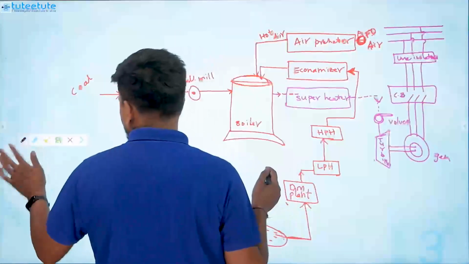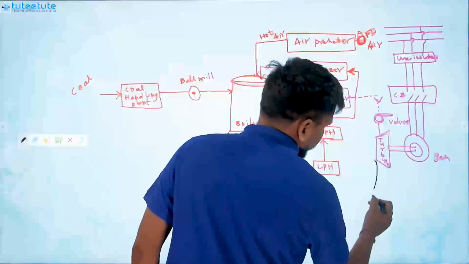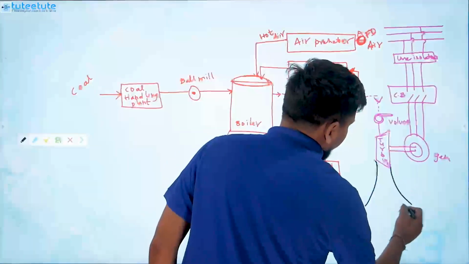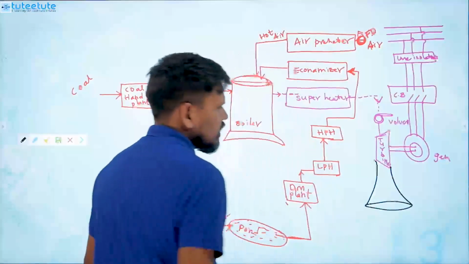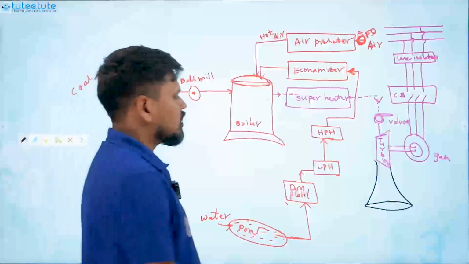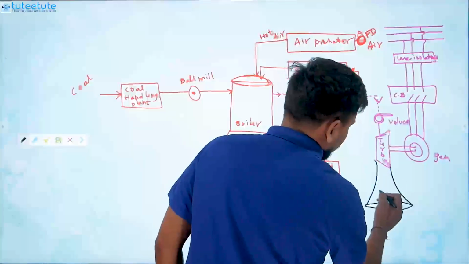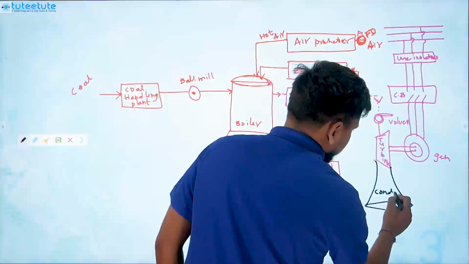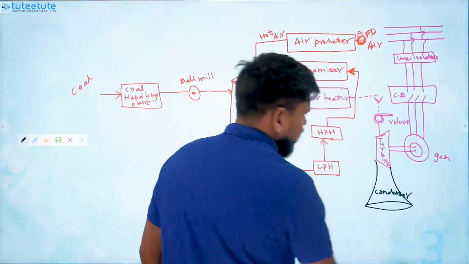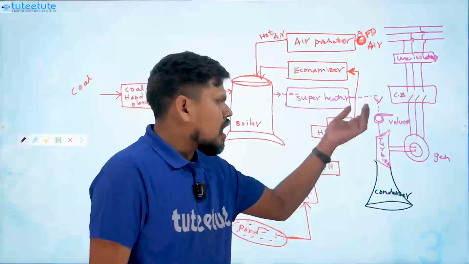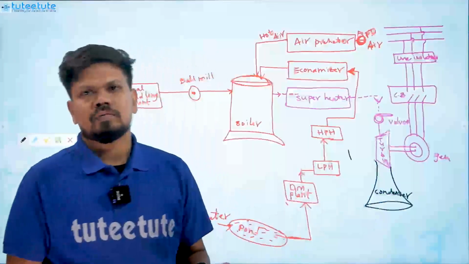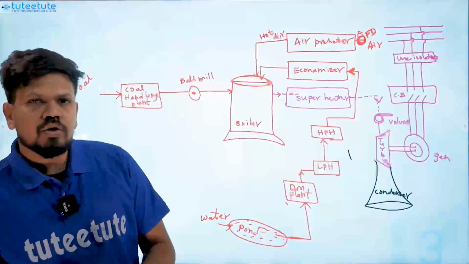Okay, so I will just show you. The condenser we have to place for any of the turbine. Next to the turbine we have to place one condenser like this. This is called condenser. I will just write here condenser. What it will do is convert the hot steam into the water, the hot steam into the water.